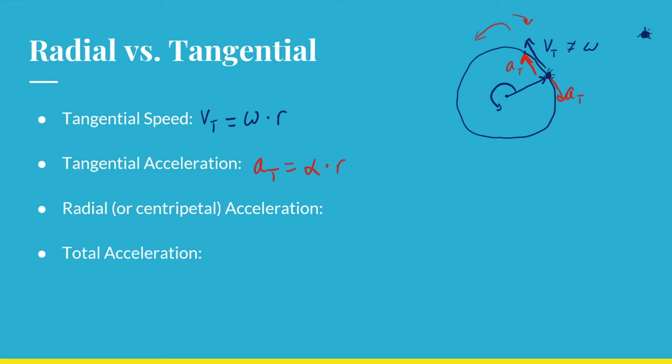Let me say that again. If something is moving in a circle, there is a radial acceleration.